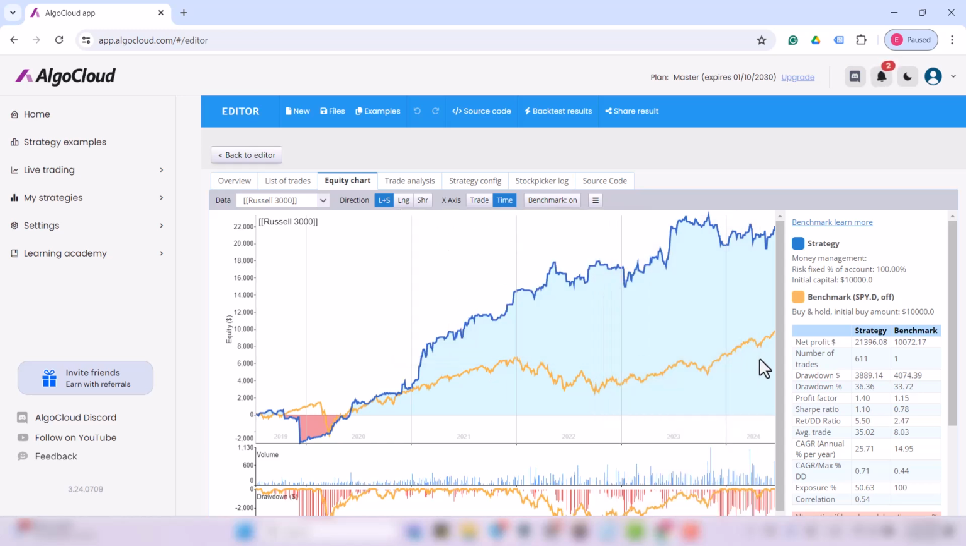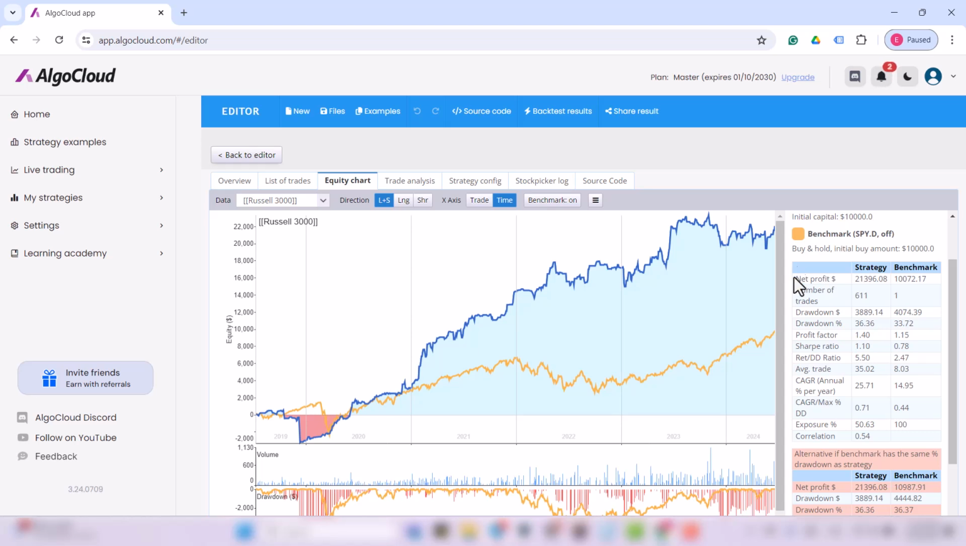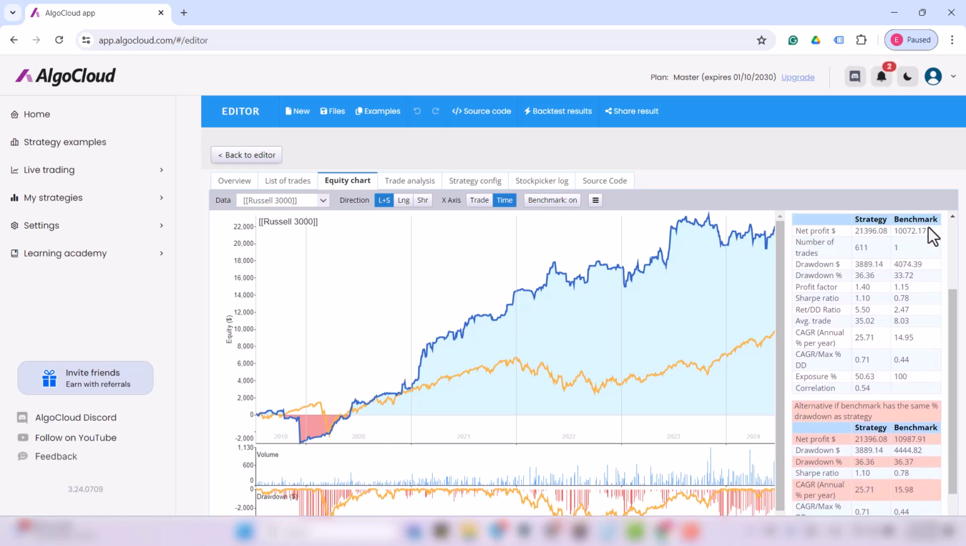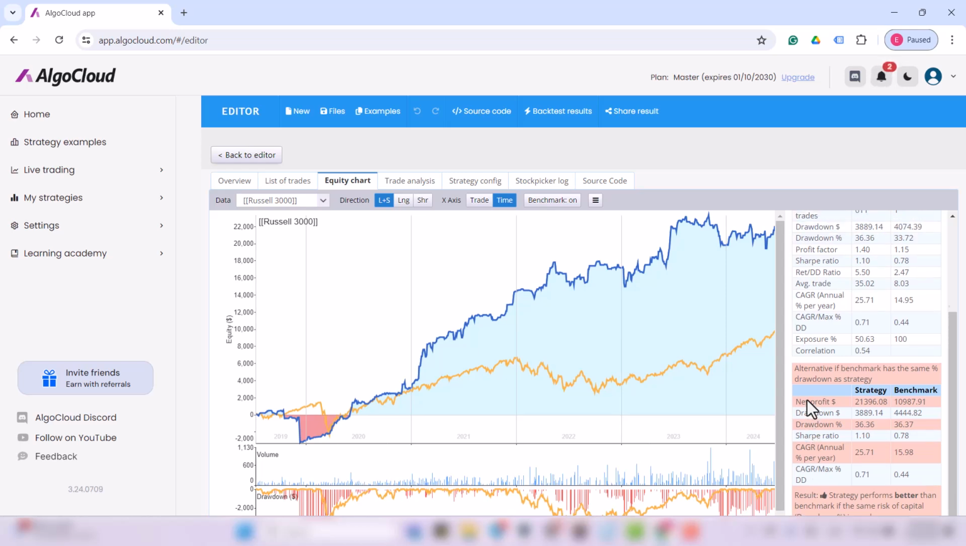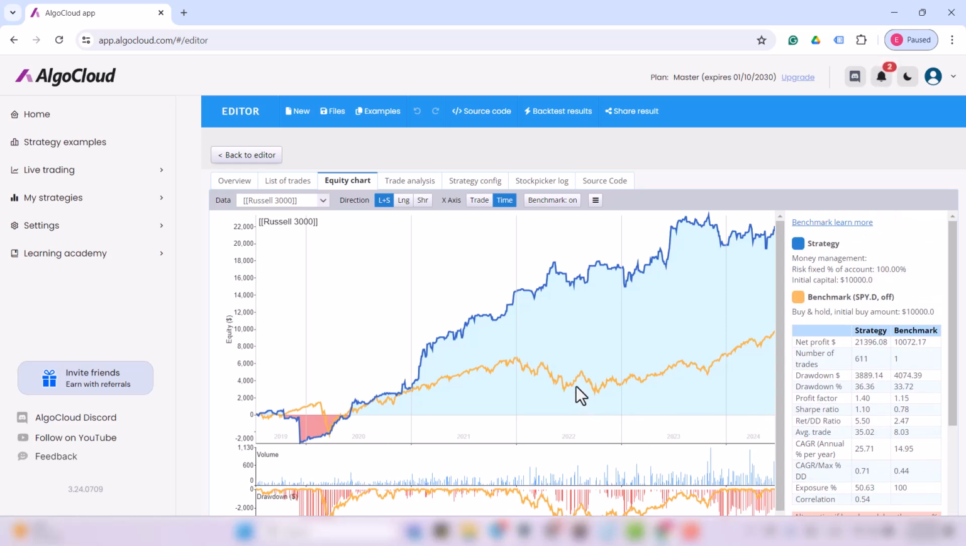Notice this nice and clear table that compares detailed results. Right, the first value is pretty different, right? The next table under this first one contains alternative if benchmark has the same percentage drawdown as strategy. Anyway, you also see that there are drops on both charts, sometimes quite significant, and our goal as traders is to have that equity as smooth as possible.